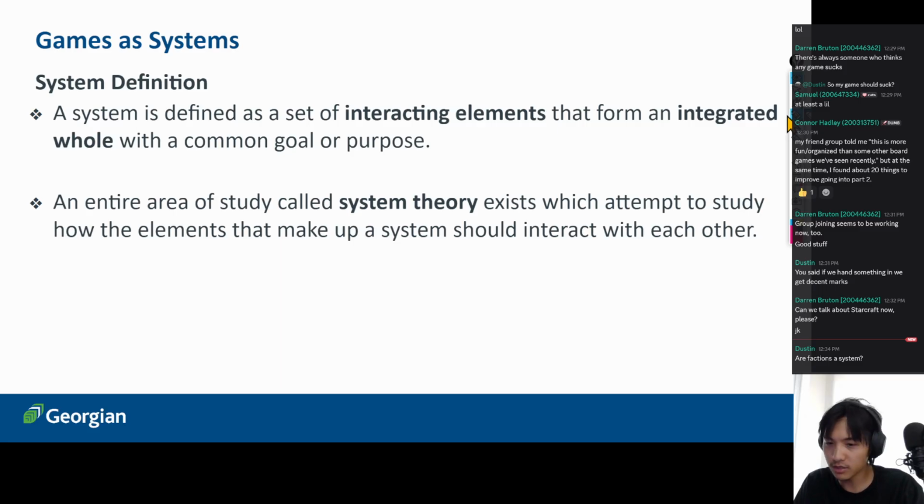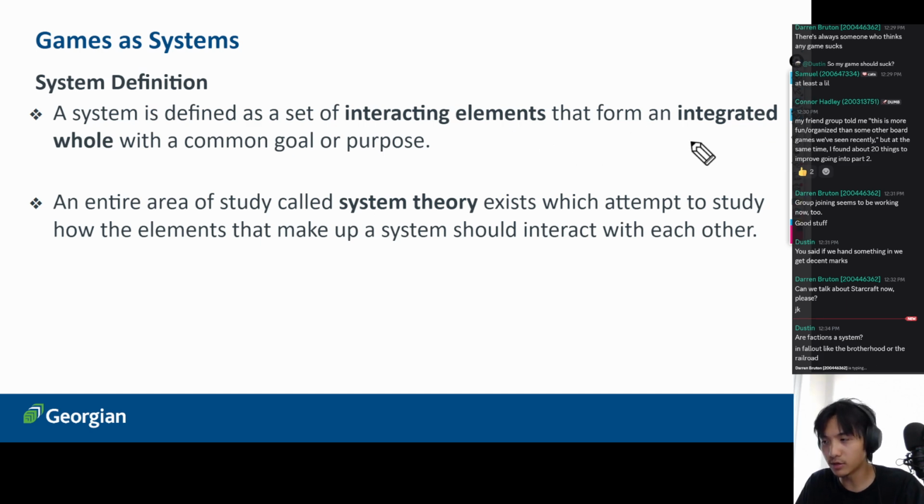Are factions a system? What do you mean by that? Like, is a country a system? If it is designed to fit together with a common goal, and the individual elements work together for that, then yeah.